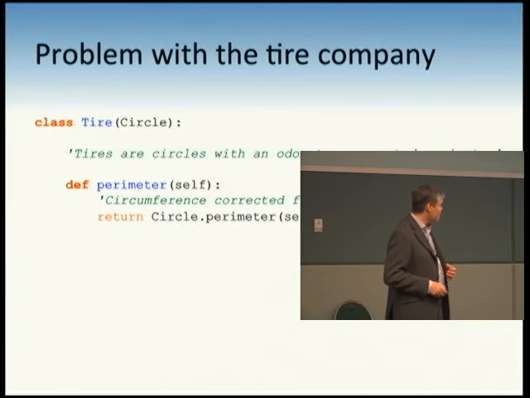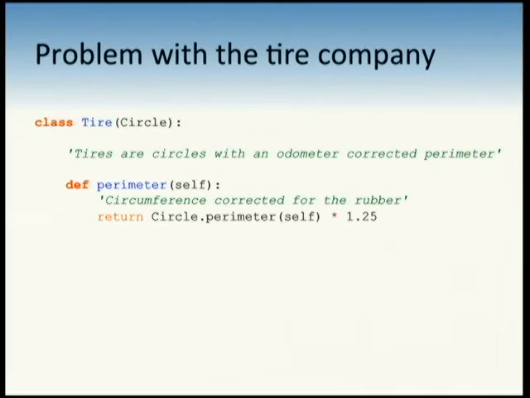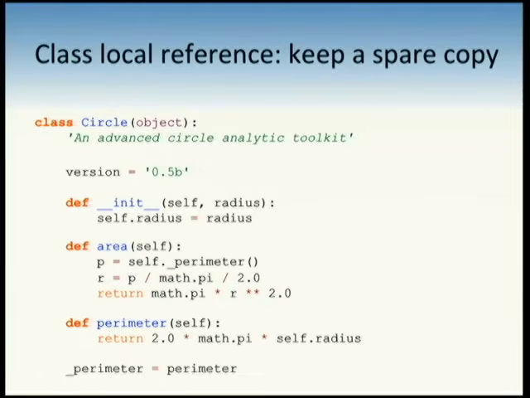How about we keep a private copy of it? So here's the problem with the tire company, their perimeter code. And our better way is we're going to make an underscore perimeter equal to perimeter. We will have a second copy of it. We'll say, go ahead and override it all you want, but I'm going to have this self call the underscore perimeter, our original copy. That way the subclasser can override. And you know what? This fixes their code. Doesn't it seem like a great technique? You keep a spare copy of something. That way if someone overrides it, you've still got the original.